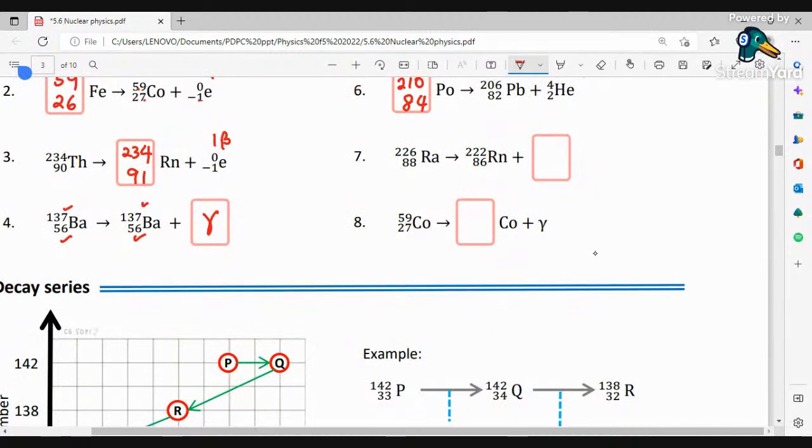Okay, yang ni number 7, radium, radon. Okay, radium, radon, nampak dia punya nuclear number sudah reduce 4, proton number reduce 2. Maksudnya sini ialah 1 alpha, 4 2 He. Okay, number 8, emit ialah gamma. Gamma means no change in nuclear number, no change in proton number. So the same, still the same, 59, 27. Masih sama.